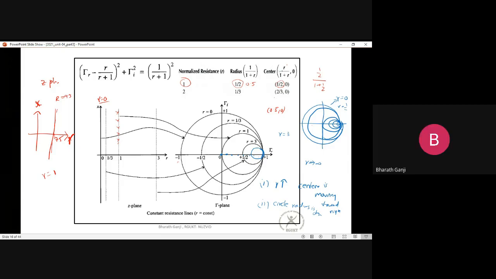Yes, when r tends to infinity, the center goes to 1 comma 0 and the radius becomes 0 and it is becoming a point. So that is what happens, right? This point, what did we say? This is an open circuit point.